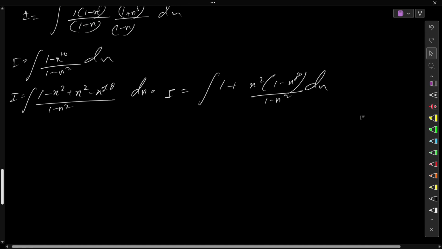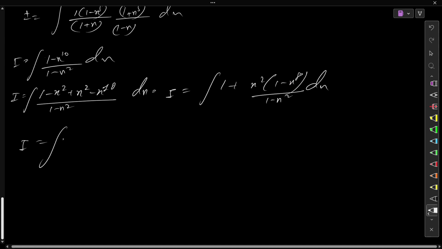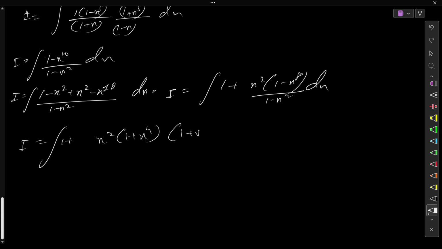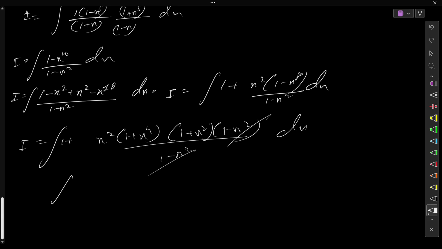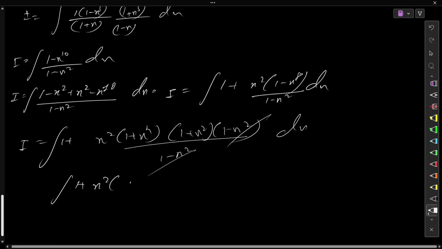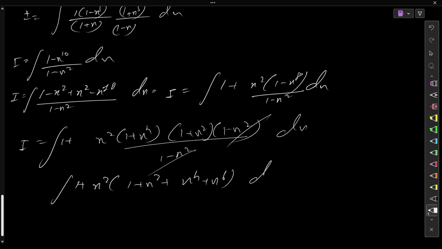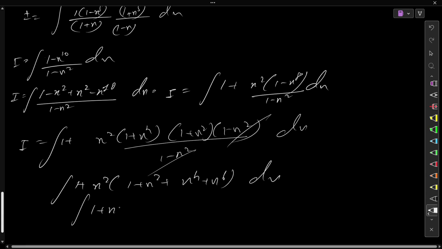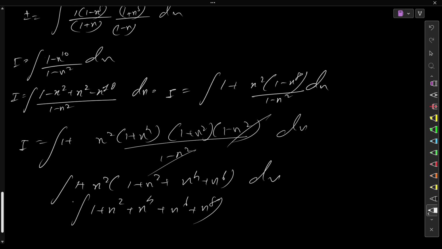From here it could be written as (1 plus x square) into (1 plus x to the power of 4) into (1 plus x square) into (1 minus x square) by (1 minus x square) dx. So 1 plus x square into (1 plus x square plus x to the power of 4 plus x to the power of 6) dx. So 1 plus x to the power of 2 plus x to the power of 4 plus x to the power of 6 plus x to the power of 8 dx, right?